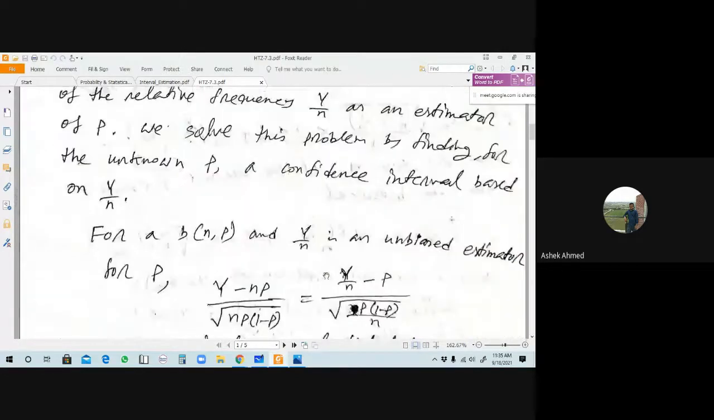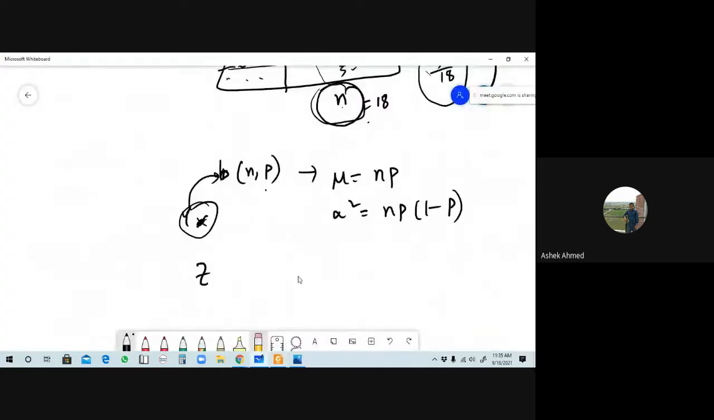So what is the relationship between z and y? z equals y minus the mean of the binomial distribution, np, divided by the standard deviation. The variance is np(1 - p), so the standard deviation will be root over np(1 - p). This will be the relationship between z and y.